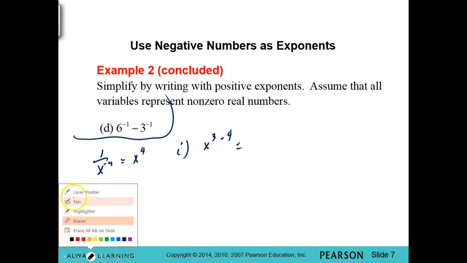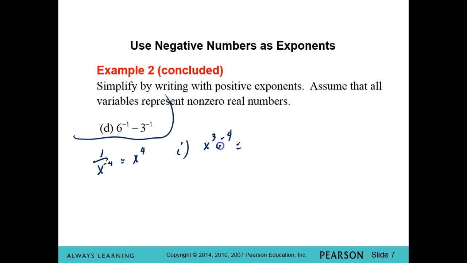I can't get my pen to come back. Is that better? Okay, what would that be? It would be x to the 3rd, y to the 4th. Oh, you just throw away the minus sign.